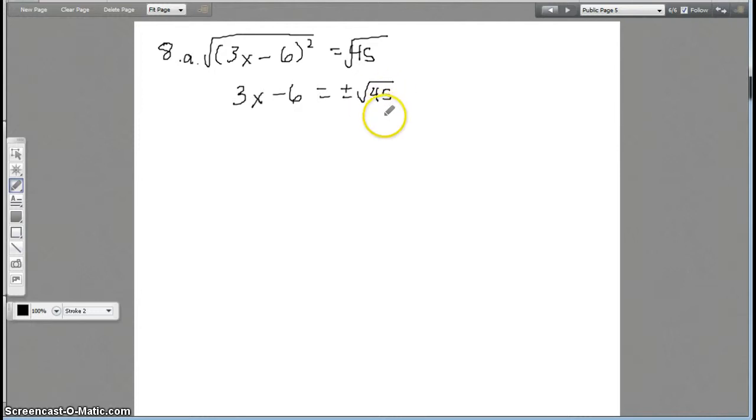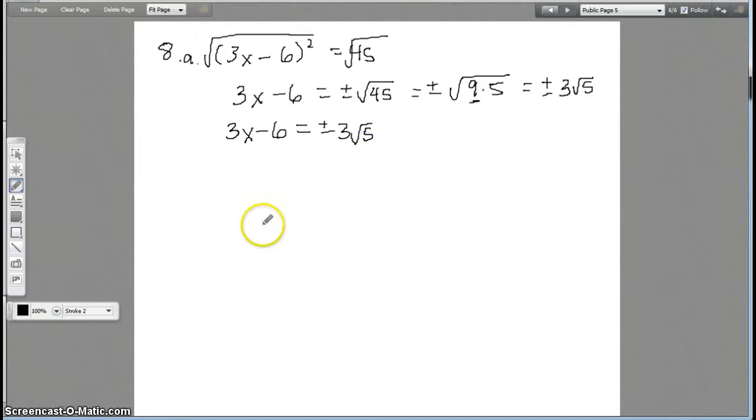45 is not a square number, but it does have a square factor. We can rewrite this as plus or minus the square root of 9 times 5 because 9 times 5 is 45. 9 is a square number. When we take the square root of 9, we get 3. So this is plus or minus 3 times the square root of 5 because the 5 is left behind in the square root. So I'm going to rewrite this problem as 3x minus 6 equals plus or minus 3 times the square root of 5.